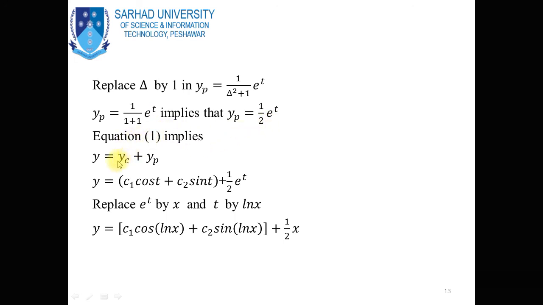Now the overall general solution is equal to yc plus yp. Putting the value of the complementary solution and the result for the particular solution, we obtain c1 cos t plus c2 sin t plus 1/2 e^t. Now replace e^t by x and t by natural log of x. We obtain the general solution y is equal to c1 cos log of x plus c2 sin log of x plus 1/2 x. So this is the overall general solution of the given differential equation.